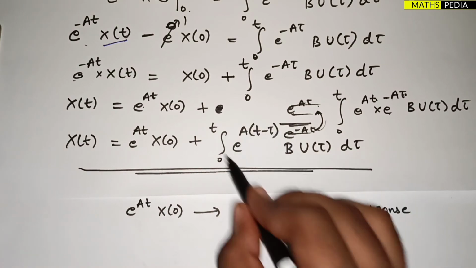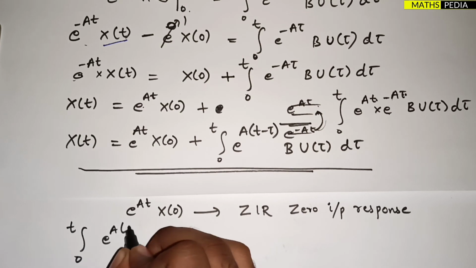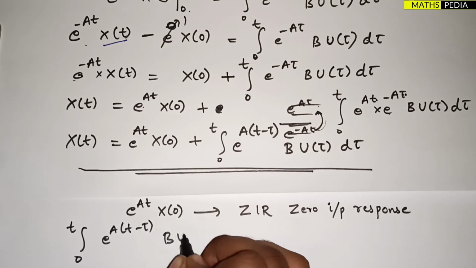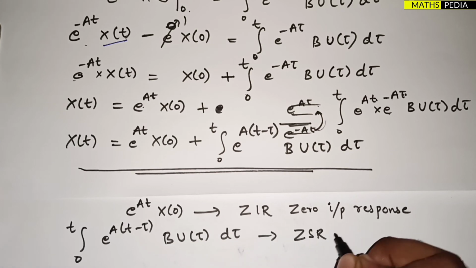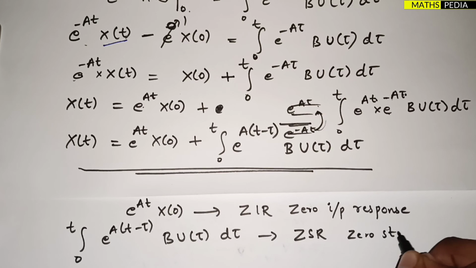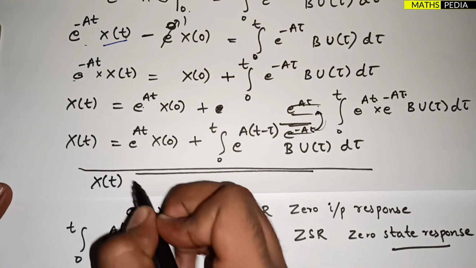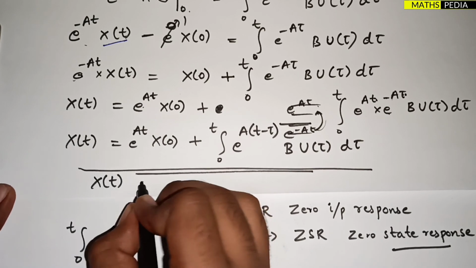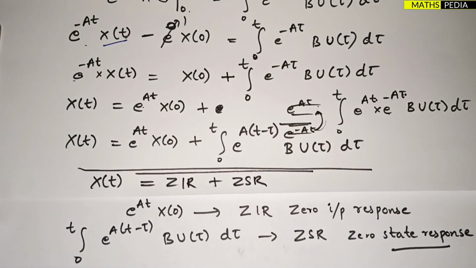And one more, this term is there. This term, the integral 0 to t e power a into t minus tau b u of tau d tau, I can name it as ZSR, which is zero state response. So these two points you remember. One is zero input response. So the solution of the non-homogeneous equation consists of both parts, that is ZIR as well as ZSR, zero input response as well as zero state response.